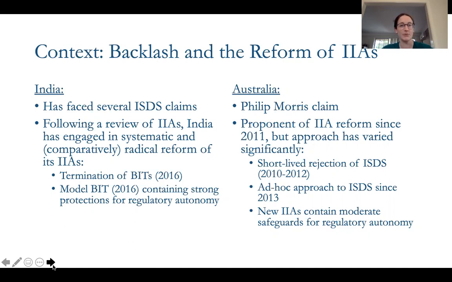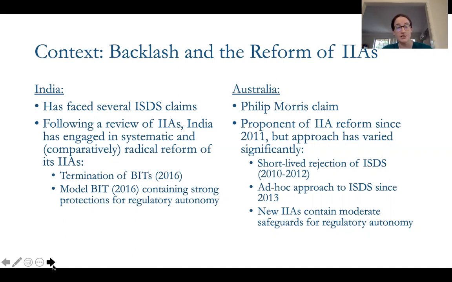And I think this is a really important thing to understand about Australia and reform of international investment agreements, is that we don't have a model treaty, and in our treaty practice, there are significant variations in the many IIAs that we've negotiated in the past decade. So there was a period where Australia rejected ISDS outright around 2010 to 2012. With a change of government, we then saw that policy altered, and then an ad hoc approach to whether or not investor-state dispute settlement would be included in new IIAs that Australia was party to.